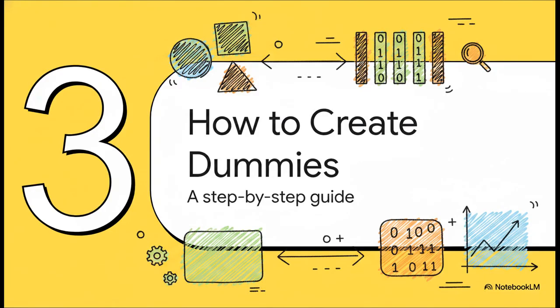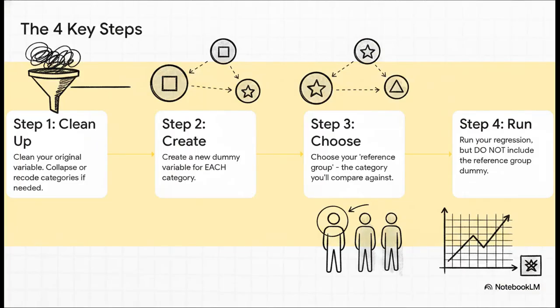Now we're at section 3, how to create dummies. Let's get practical and walk through how to actually make these things. There are basically 4 key steps. 1. Always clean up your variable first. 2. Make a new dummy for every single category. 3, and this is super important, it's a strategic choice: you pick your reference group. This is the baseline, the group you want to compare everyone else to. And 4, when you run the regression, you put in all your new dummy variables except for that one reference group.